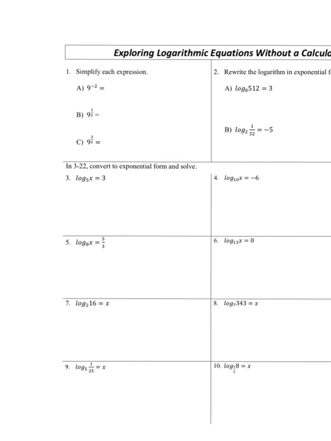For number 1, there's 3 parts, a, b, and c. So 9 to the exponent negative 2 is 1 over 9 squared. 9 squared is 81.